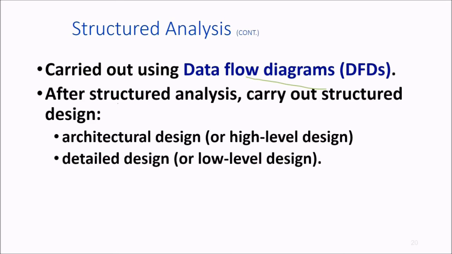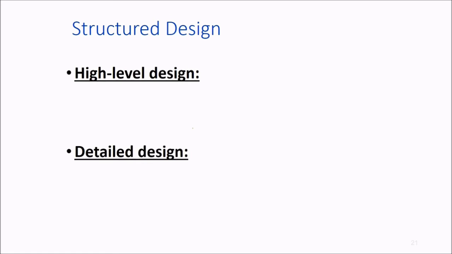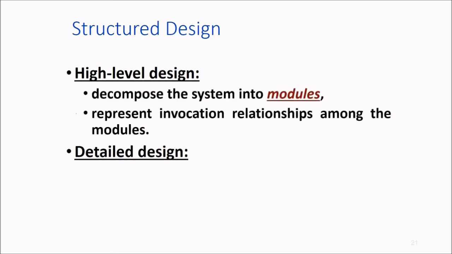And after the completion of structure analysis, we carry out structure design. First is architectural design, which we call high-level design, and the next one is detailed design or low-level design. What is high-level design and low-level design? High-level design decomposes the system into modules and represents the invocation relationship among the modules. Means finding out the modules or decomposing the system into different modules and then finding out the relationship which these modules have with one another.